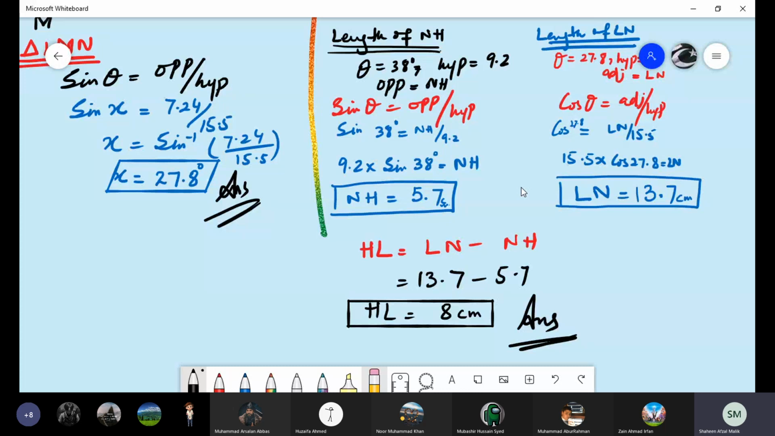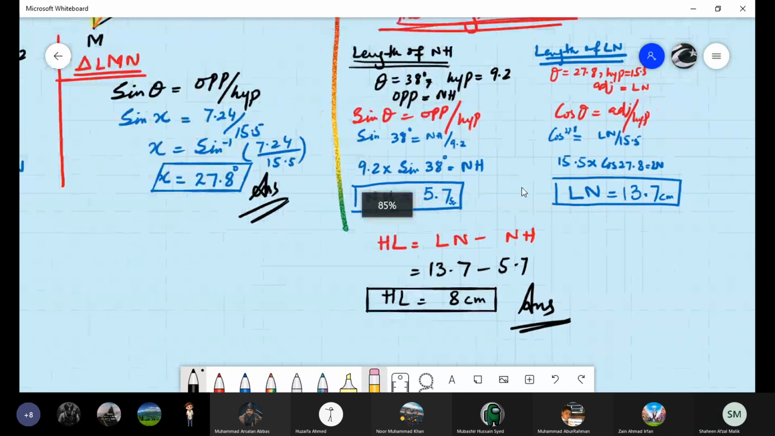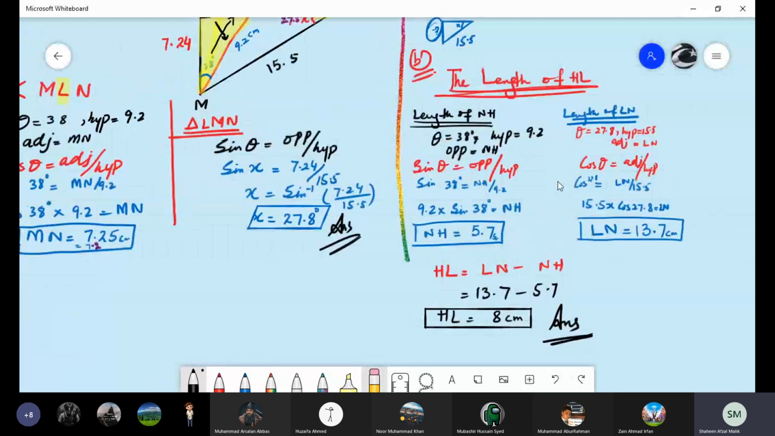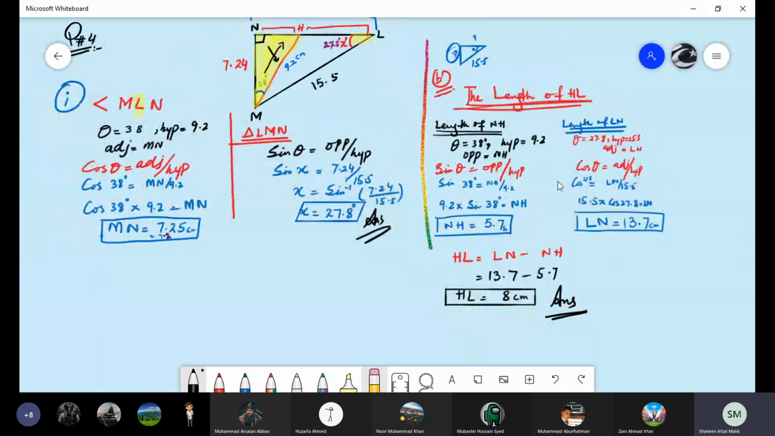Any questions, boys? This is the whole of question number 4. This is the first part and this is the second part. Tomorrow we will do only question 5 and then this exercise will be finished.